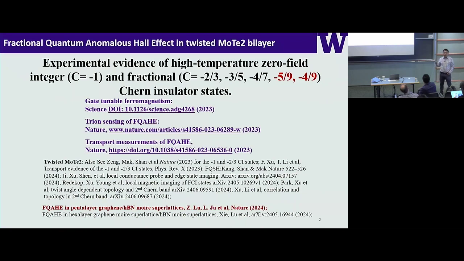So I will say at this point we have two systems, right? Twisted MoTe2 and also multilayer graphene for these FQH effects. You're going to hear more later this week on the pentalayer graphene. So today I'm going to focus on twisted MoTe2.